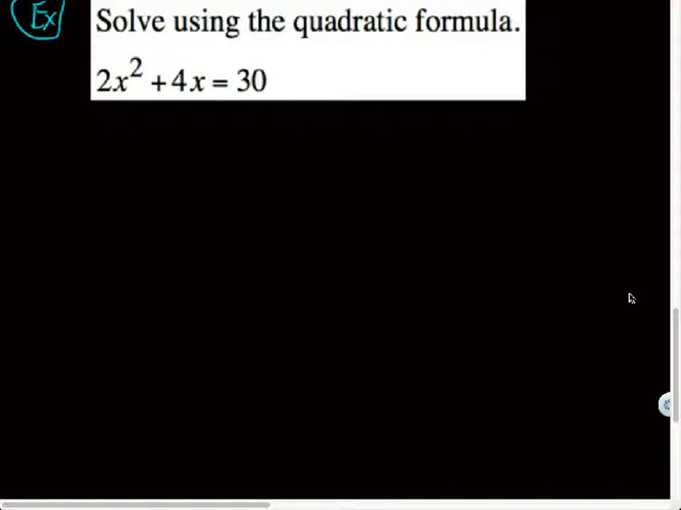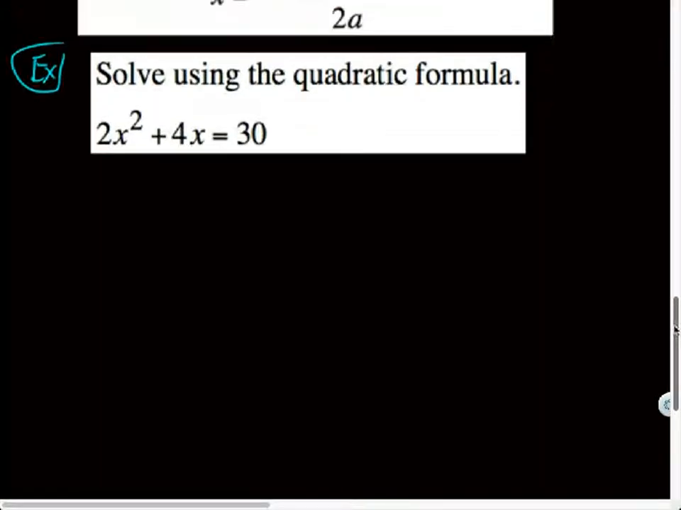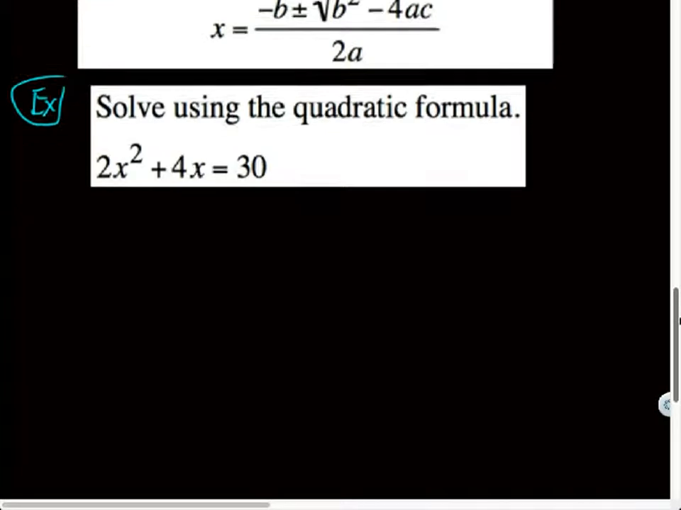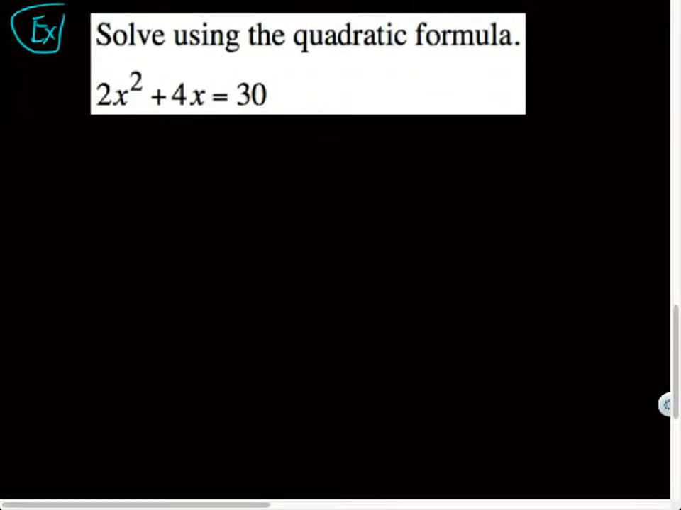So here we go. We've got an example coming at you. It says solve using the quad formula. Quadratic formula only works in certain situations, specifically when it's quadratic and when it's equal to 0. Well, that's not equal to 0. So we have to make this equal to 0. How do I do that? By subtracting 30 from both sides.